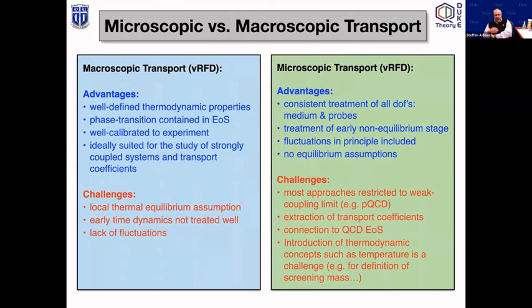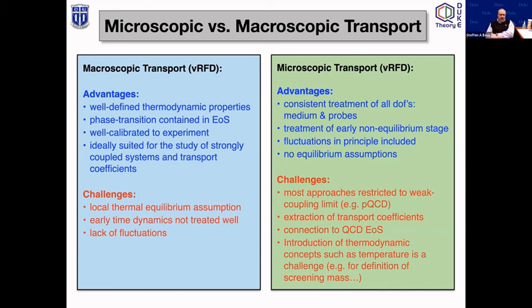I should not totally ignore microscopic transport. Microscopic transport has certain advantages: you have a consistent treatment of all degrees of freedom, medium and probes. You can do a better treatment of non-equilibrium evolution. Fluctuations are in principle included. The problem I see with microscopic transport is that you're often limited to a quasi-particle description. You're limited to cross sections that are often calculated perturbatively, not always. PHSD does it differently.